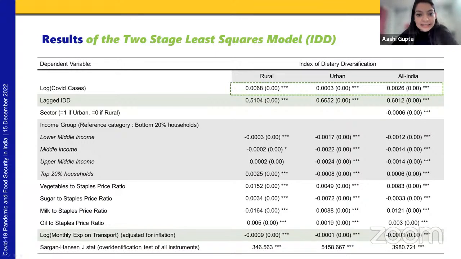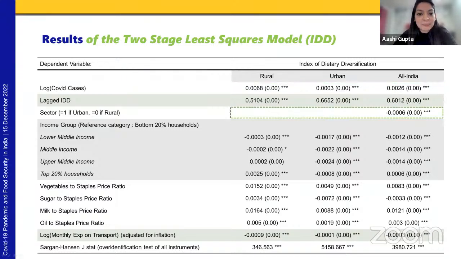So as we see here, the coefficient of the predicted COVID-19 cases is positive, indicating a reduced dietary diversity, because as we saw earlier, a higher value of this index shows reduced dietary diversity. Second, the coefficient of the urban dummy in the all India results is negative, which means that on average, urban diets are more diversified than rural diets.